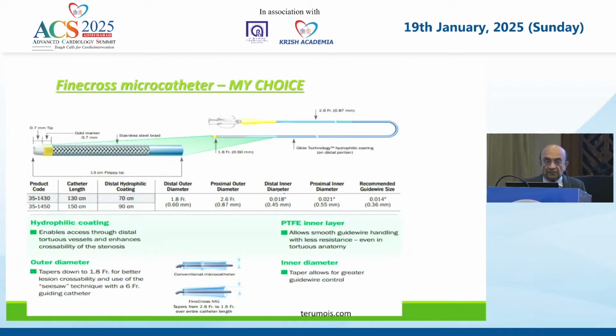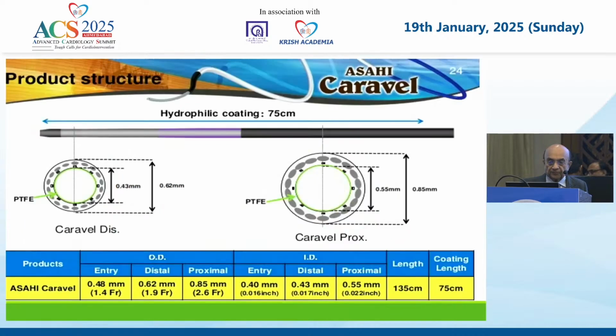Because, A, it has a tapered tip. Two, the entry profile was very small, 0.017 or 0.018, and therefore it is snugly fitting with an easy crossing profile, allowing penetration very easily.